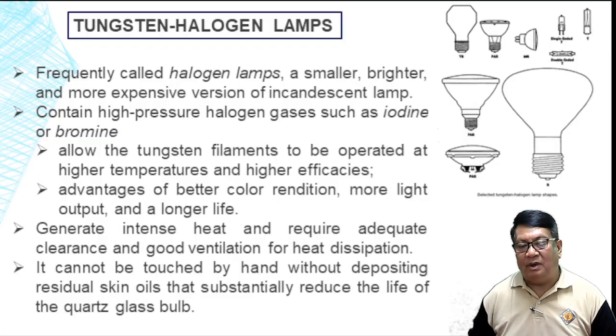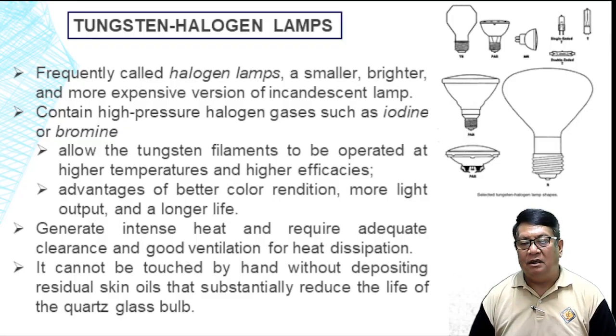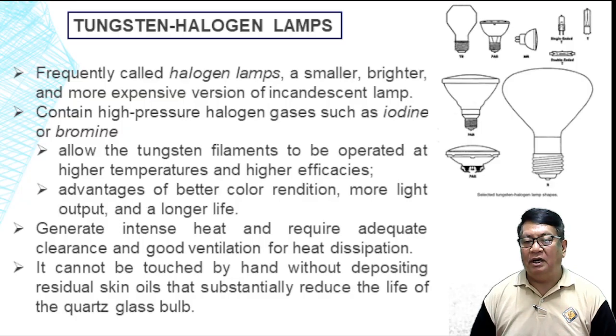The next lamp that we are going to discuss is the tungsten halogen lamp. This is frequently called simply halogen lamps, a smaller, brighter, and more expensive version of incandescent lamps.